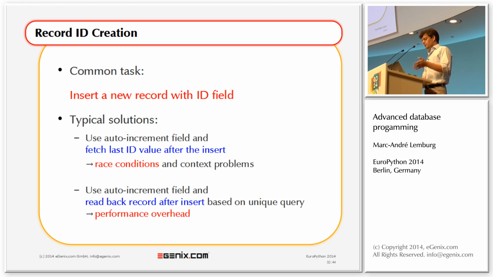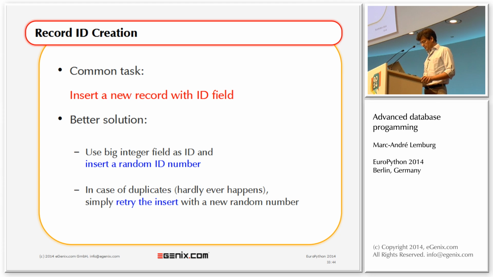Another way of doing that is you let the auto increment field insert your ID for you, and then you just query back the row simply by knowing what's in that row, and you query the database for that row, but that introduces a performance overhead. So it's not really ideal.